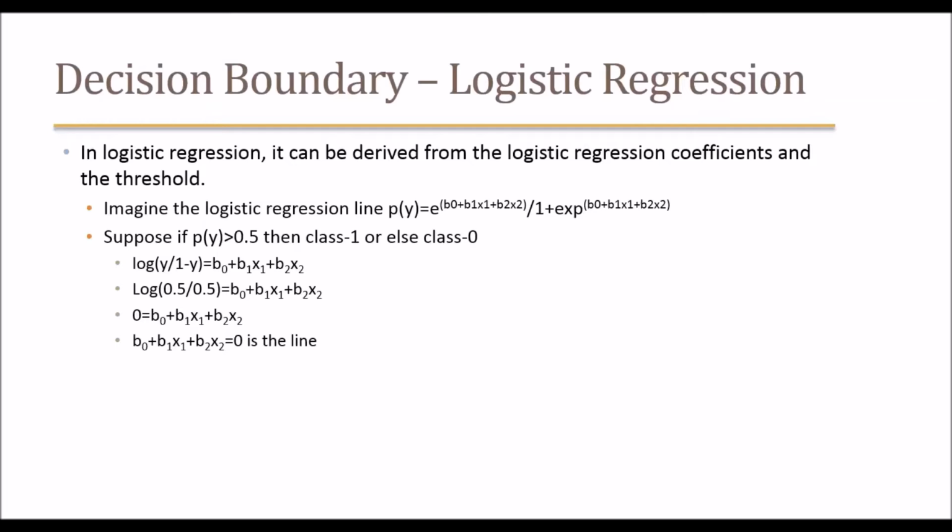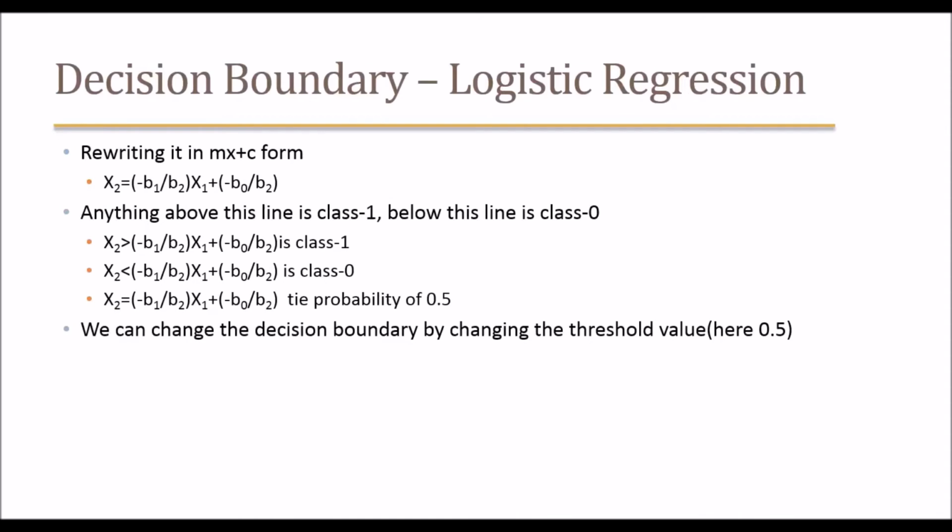That is the equation of the straight line that we got as the decision boundary, and we can simply rewrite that equation and say that if x2 is greater than this particular value, then y belongs to class 1. If x2 is less than this value, then it is class 0. If x2 is exactly equal to this value, then it's a tie, with probability of 0.5. So this decision boundary is created by using the threshold value as 0.5. We can slightly modify the decision boundary by choosing a different threshold value.